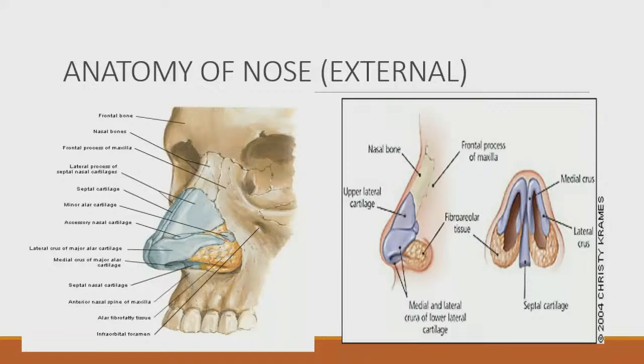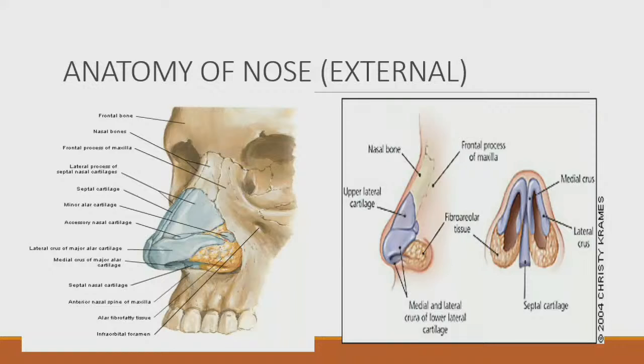The sesamoid cartilage can also be seen here. It is a small cartilage between the upper and the lower lateral cartilages. The upper and the lower lateral cartilage meet at the center along with the septal cartilage to form the dorsum and the tip of the nose respectively. The lower lateral cartilage, as we can see here, is U-shaped in structure. It is also known as the alar cartilage. The lateral part is the lateral crus and the medial part is known as the medial crus.